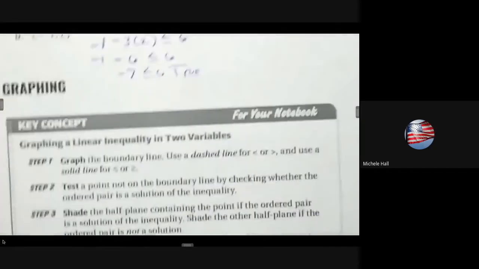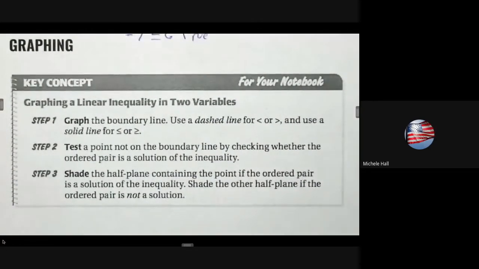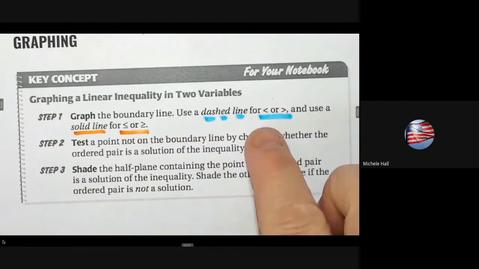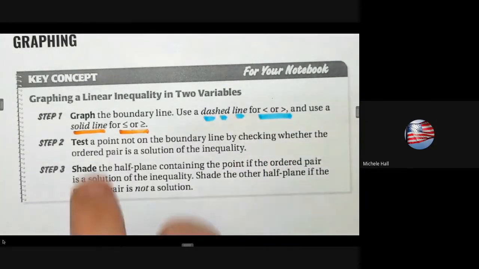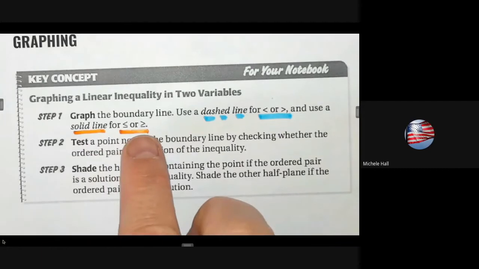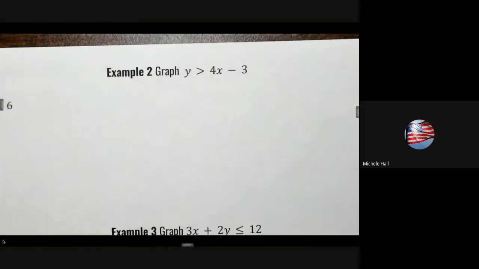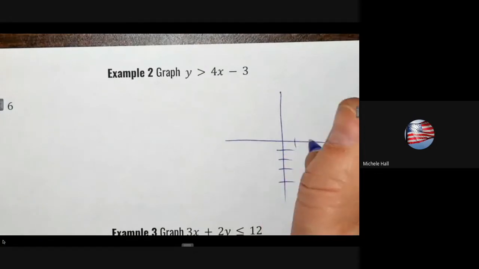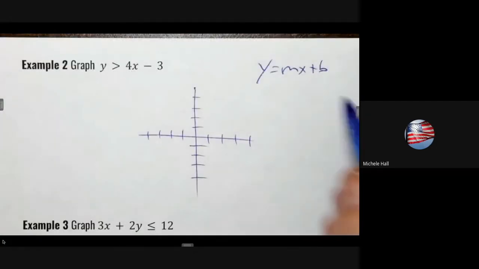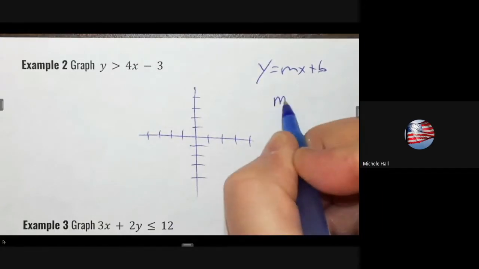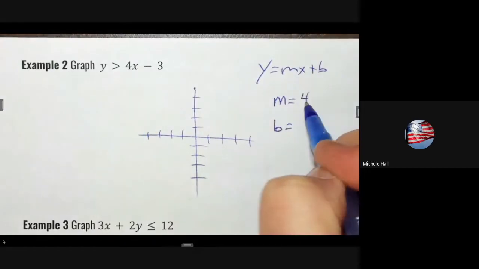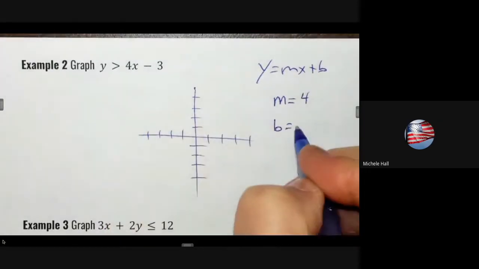All right, graphing. We now have boundary lines, and so it's a dashed line. You use a dashed line for less than or greater than. You use a solid line for less than or equal to, or greater than or equal to. You guys know how to graph this stuff? What is the y-intercept? What is the slope? The slope is 4. And the y-intercept is negative 3.